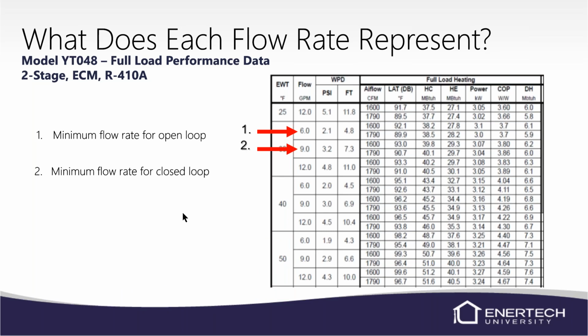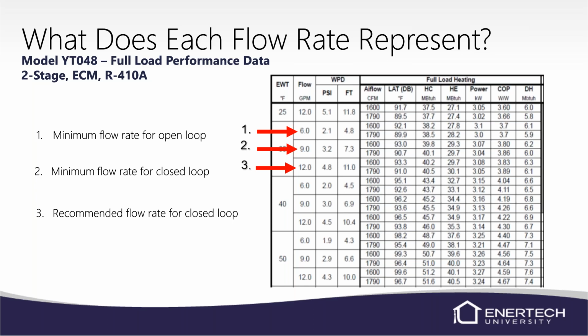The next flow rate is the minimum flow rate for a closed loop, which is 2.25 GPM per ton. That's the lowest we ever want to see on a closed loop. The third flow rate is the recommended flow rate for a closed loop, which is 3 GPM per ton. So this is a 4-ton unit, 3 times 4 is 12. So 12 GPM is what we want.